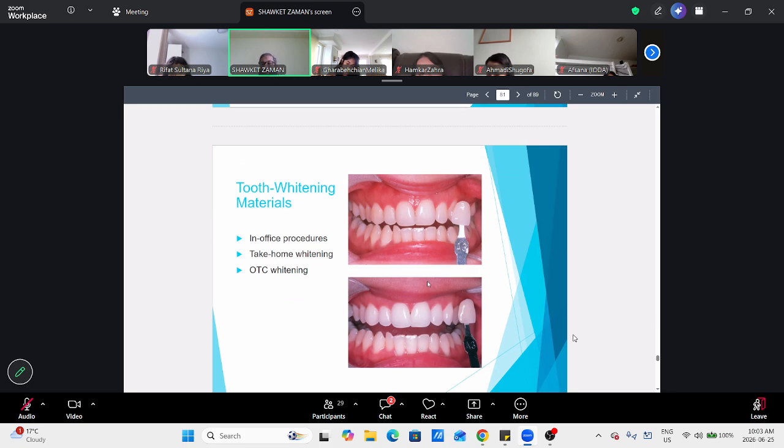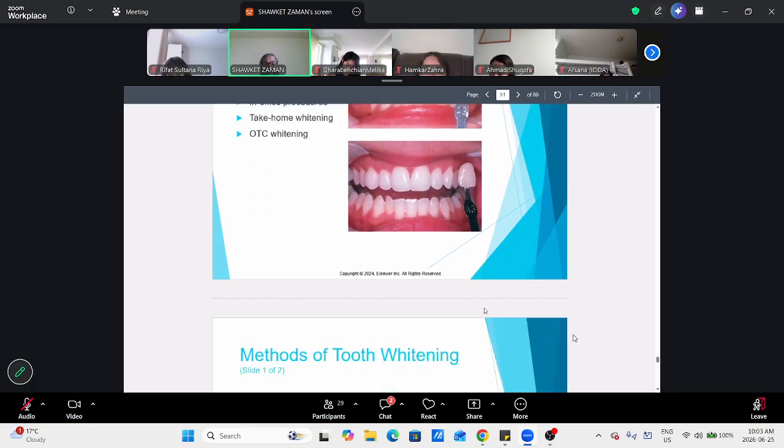This is not restoration. This is aesthetics. We just try to improve the color, because everybody wants white teeth, but due to some disease, the teeth are not white. Due to some genetic influence, the teeth are not white. They may be yellowish brown, or they may be deep brown. So these are the conditions we can see from patient to patient.